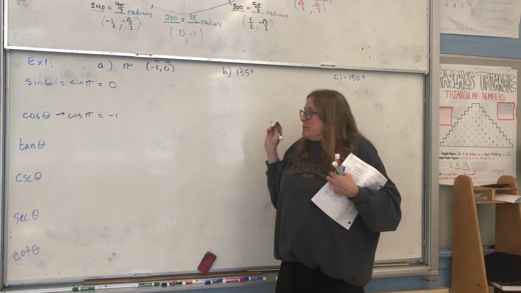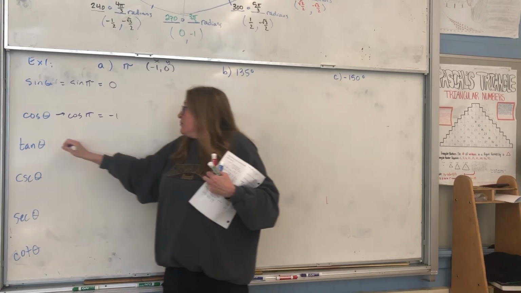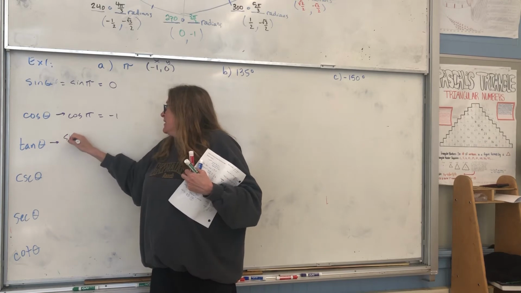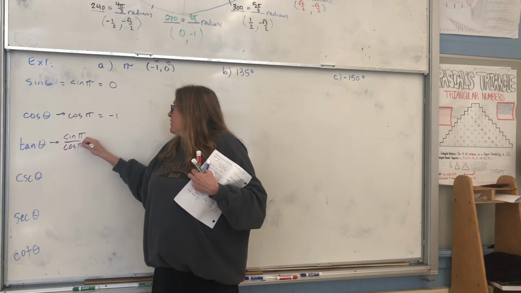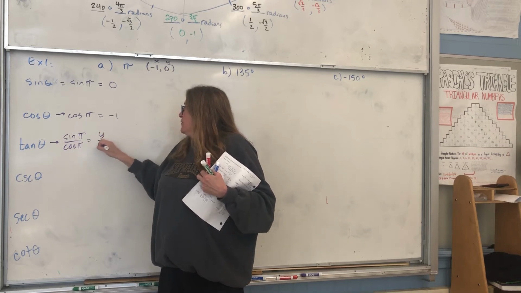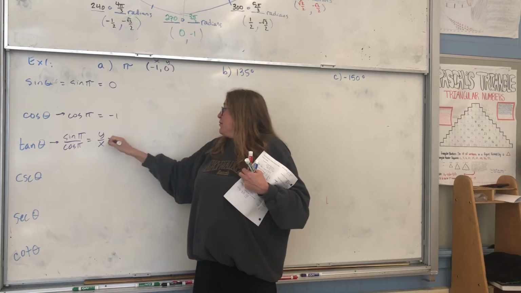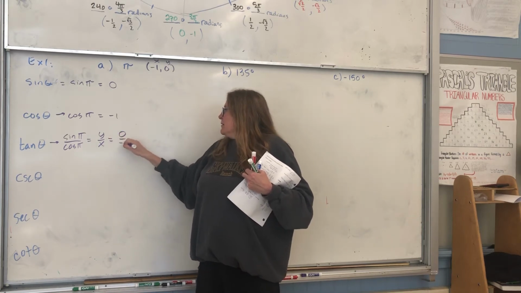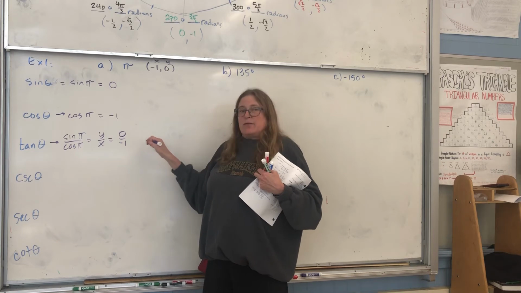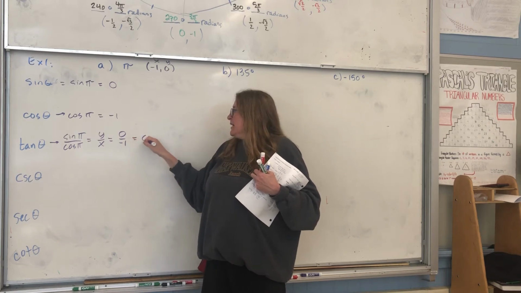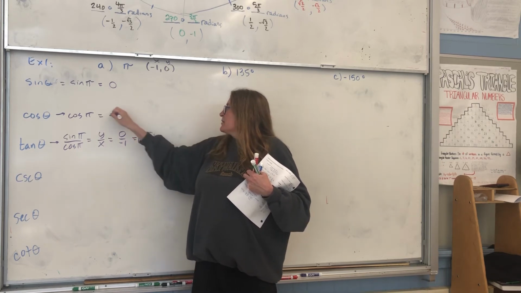Okay, now we spice it up a little because the tangent is equal to the sine over the cosine. Or in other words, the y over the x. Well, that would give me 0 over -1. Okay, 0 over -1, we know anything, 0 divided by anything is 0. So let me put boxes around these.